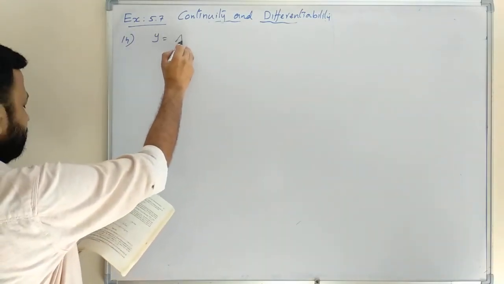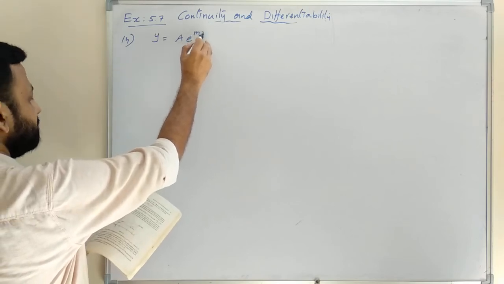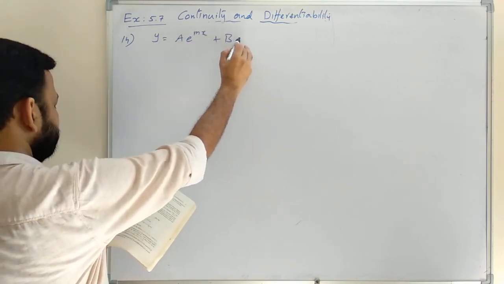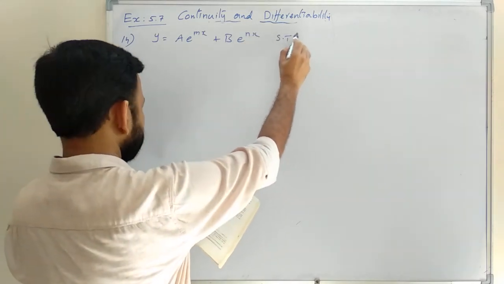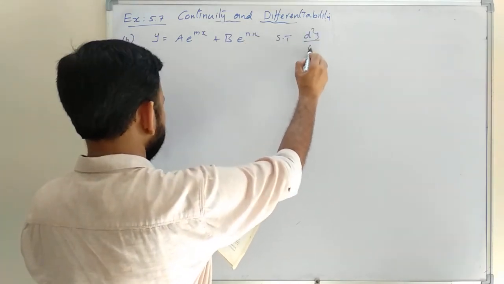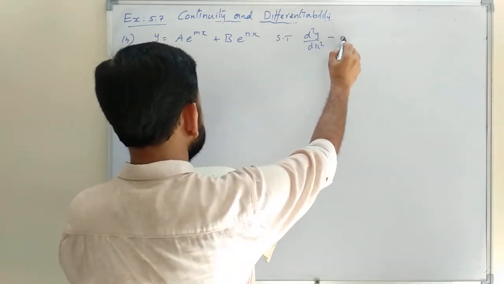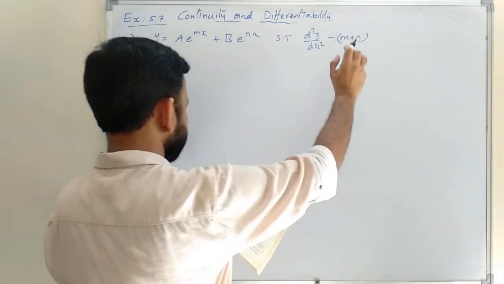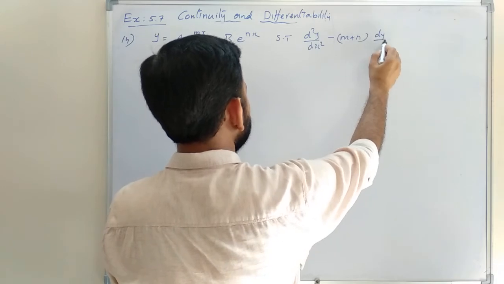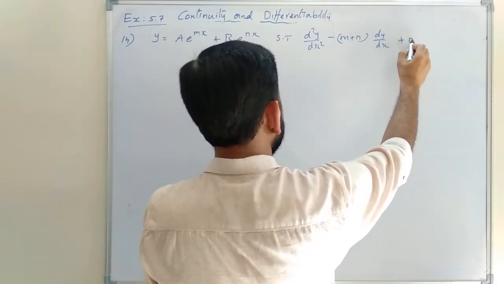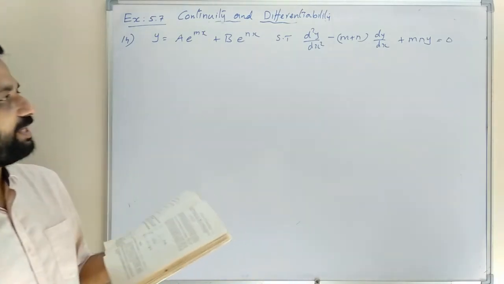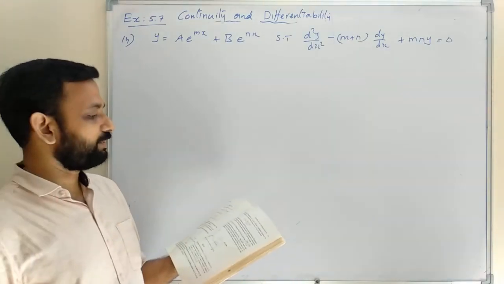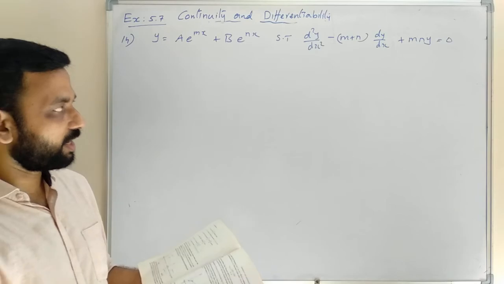Y is equal to a into e raised to mx plus b into e raised to nx. Show that d square y by dx square minus m plus n into dy by dx plus m n y equal to 0.